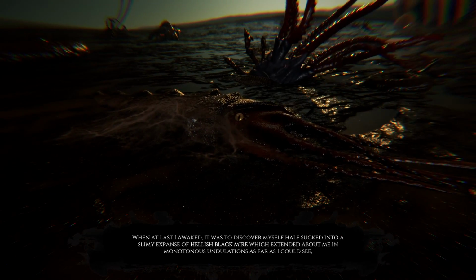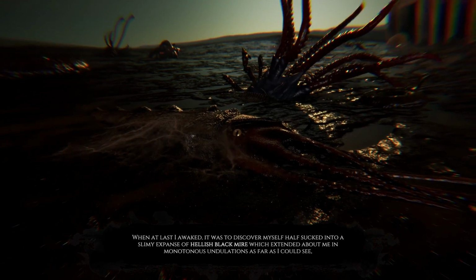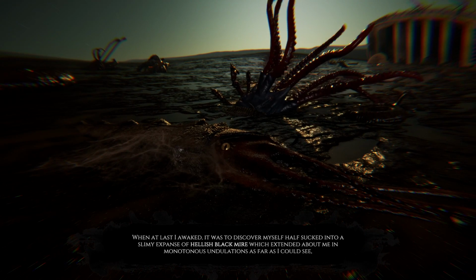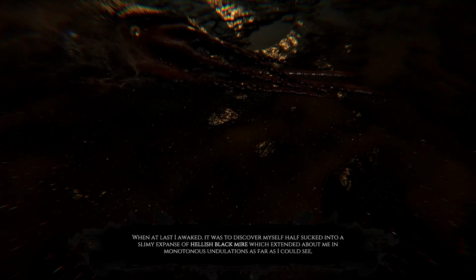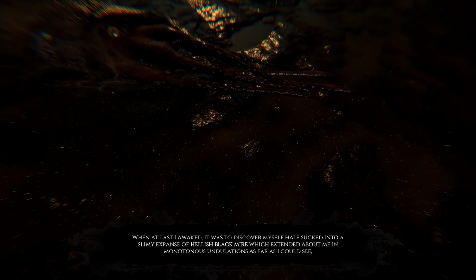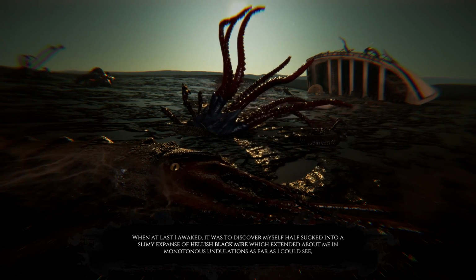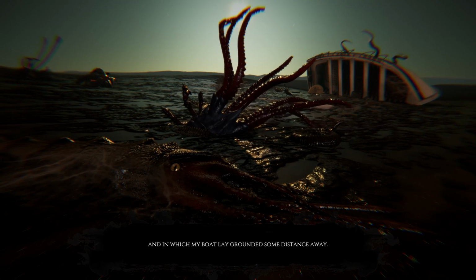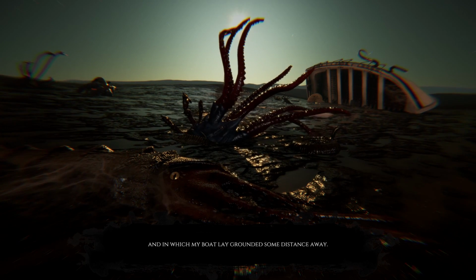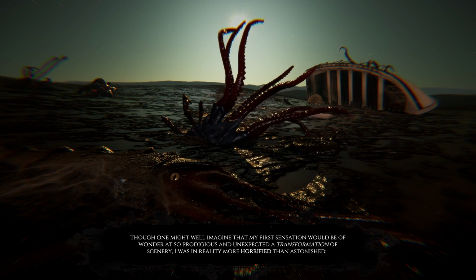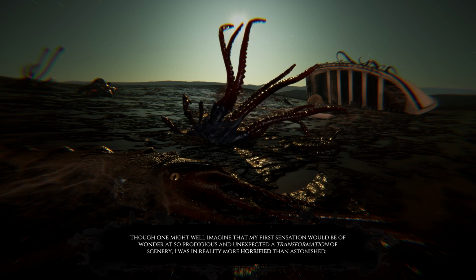When at last I awoke, it was to discover myself half sucked into a slimy expanse of hellish black mire, which extended about me in monotonous undulations as far as I could see, and in which my boat lay grounded some distance away. Though one might well imagine that my first sensation would be of wonder at so prodigious and unexpected a transformation of scenery, I was in reality more horrified than astonished.